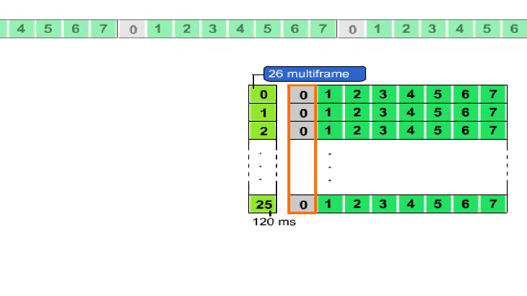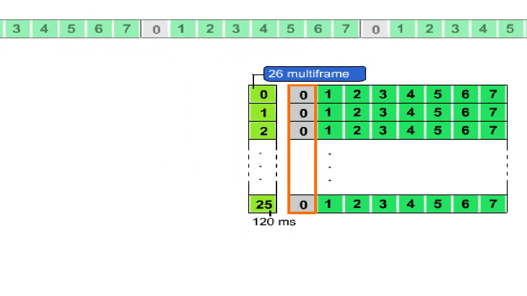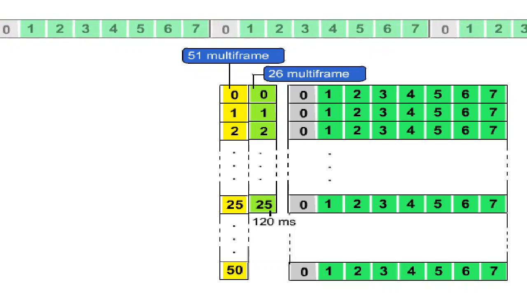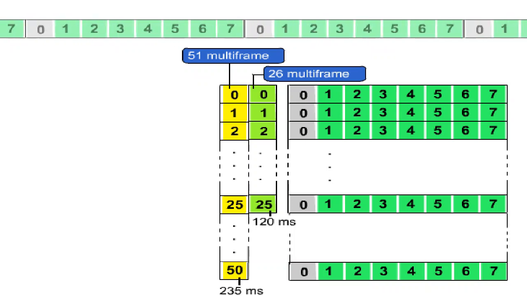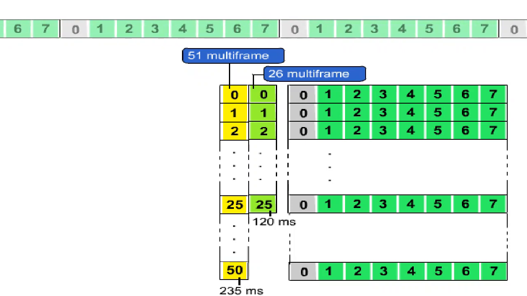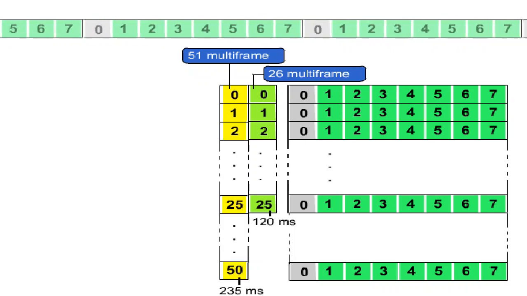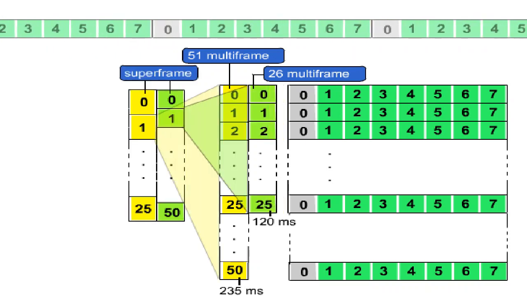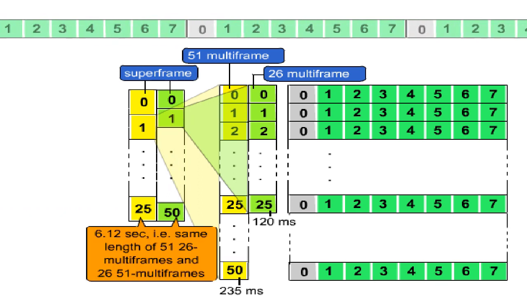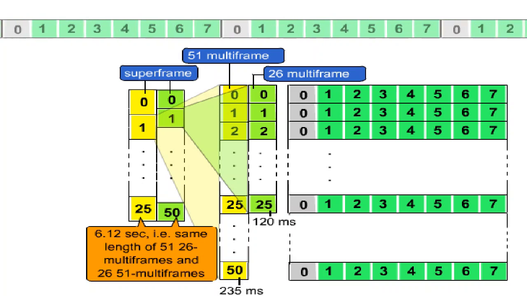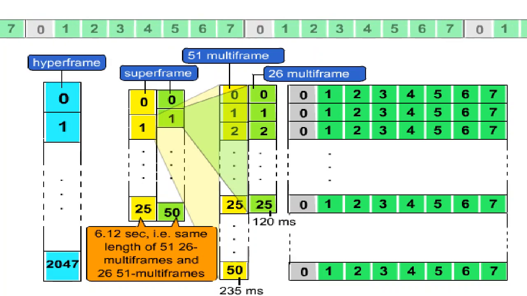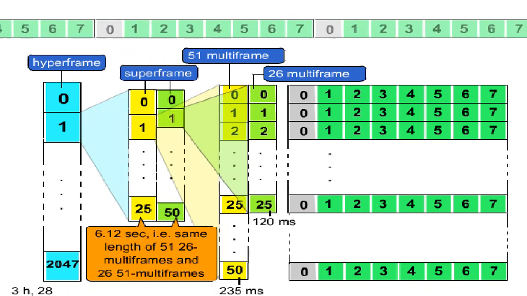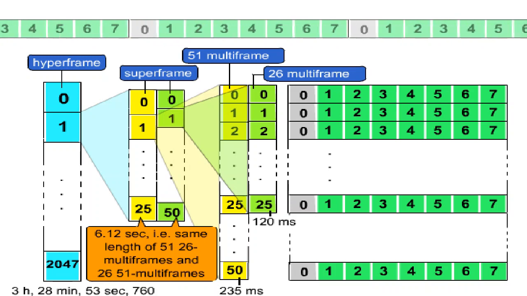Signaling information, normally provided in time slot 0, is organized in 51 TDMA periods of 4.62 milliseconds each, which makes 235 milliseconds altogether. 26 of these long 51 multiframes, or 51 of the short 26 multiframes, form a superframe, which is 6.12 seconds. The largest transmission unit defined is the hyperframe, which contains 2,048 superframes and is 3 hours, 28 minutes, 53 seconds and 760 milliseconds long.